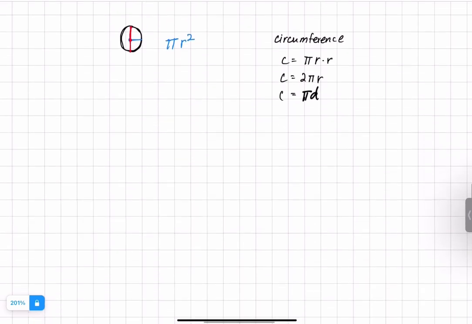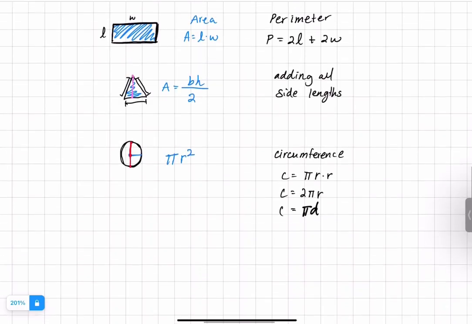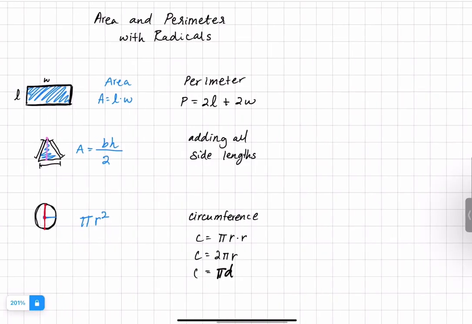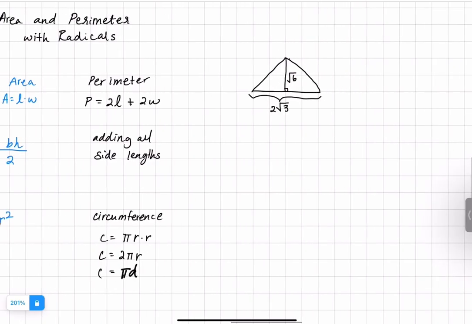Great. So let's see how we can find the area and perimeter using radicals. Okay, so we have a triangle here. So let's draw a triangle. There we go. And basically the height of the triangle is √6, and the length of the base of the triangle is 2√3. So we're trying to find the area of this triangle right here.